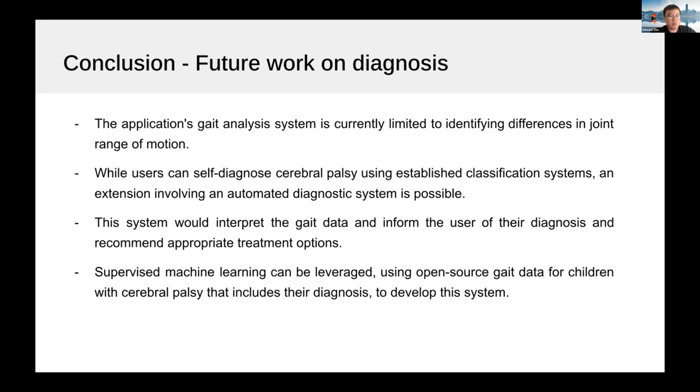And in this case, supervised machine learning can be leveraged using open source data of cerebral palsy patients that have videos of them walking and a label of their diagnosis to develop the system.